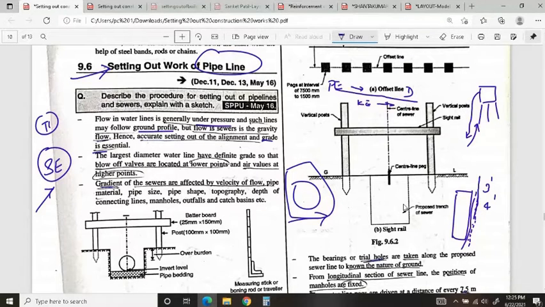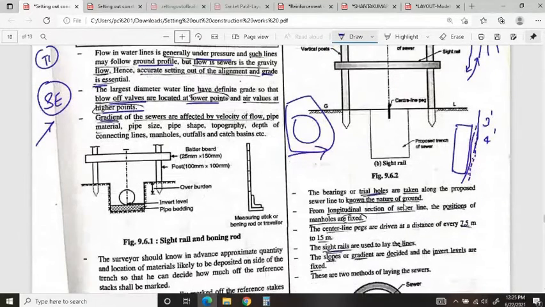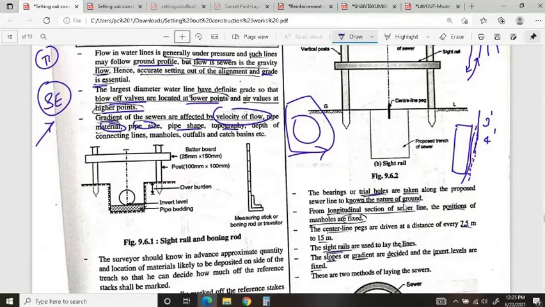Okay, for the largest diameter water line having a definite grade, the blow-off valves are located at the lower points, and air valves are provided at the higher points. Okay, the gradient of these sewers is affected by the velocity of the flow. Okay, pipe material, pipe size, pipe shape, topography, depth of the connecting lines, manholes, outfalls, and catch basins. So these are the important factors that we have to consider.